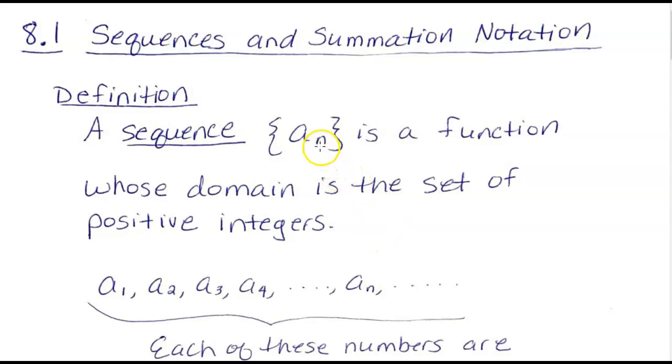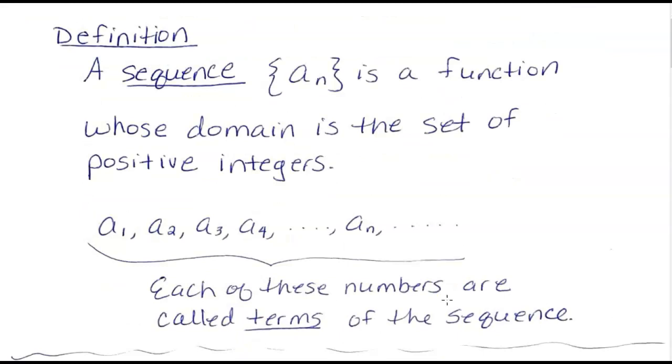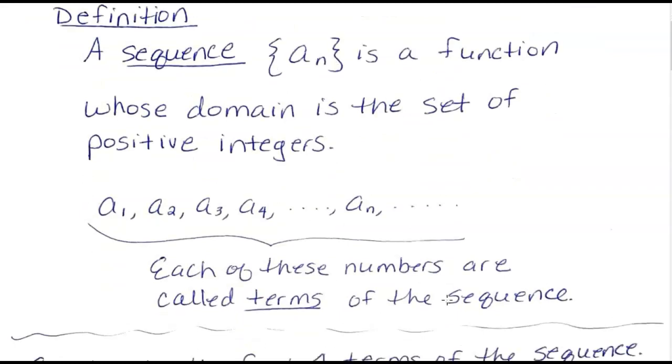So when I plug in the value of 1 for n, we get a sub 1, and this would be given as a formula to calculate that number. A sub 2 means the second term of the sequence. A sub 3 is what I get if I plug in 3, that's the third term, and so on. Each of these numbers are called terms, and the subscript will indicate the position in the list.